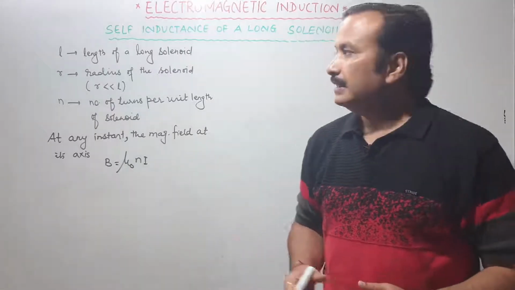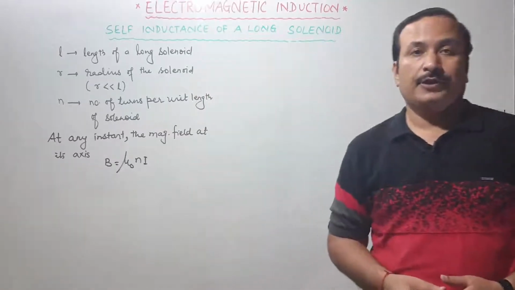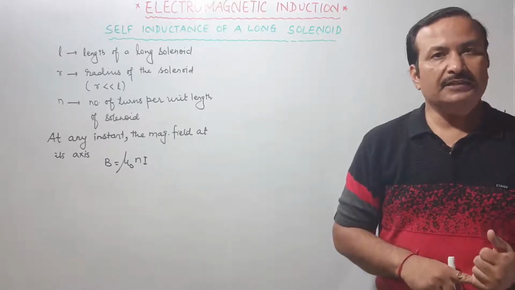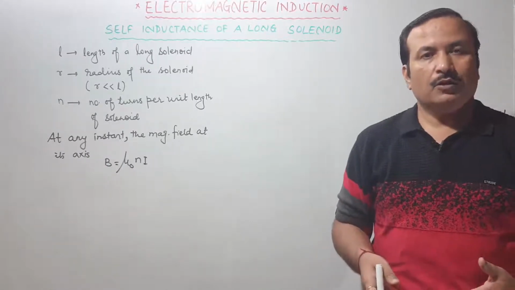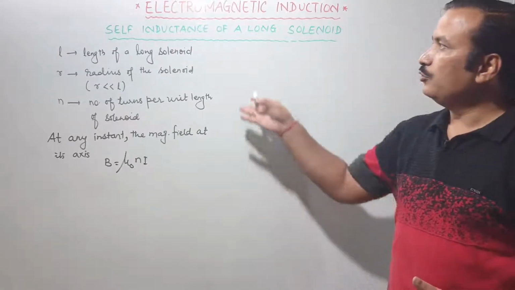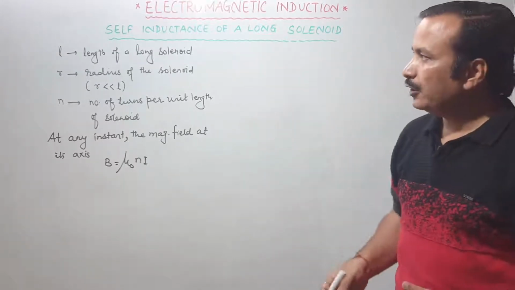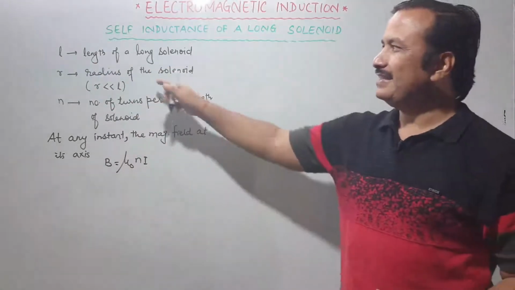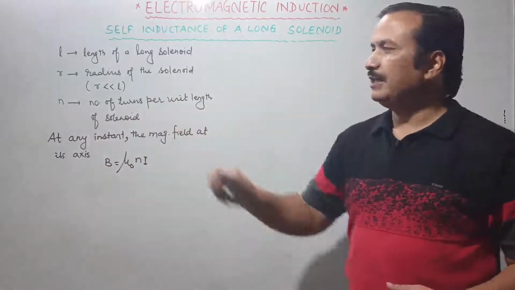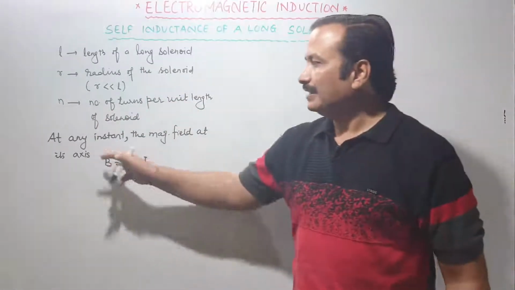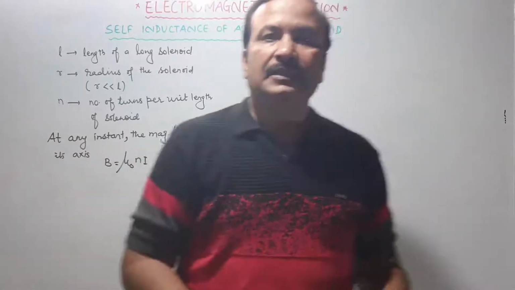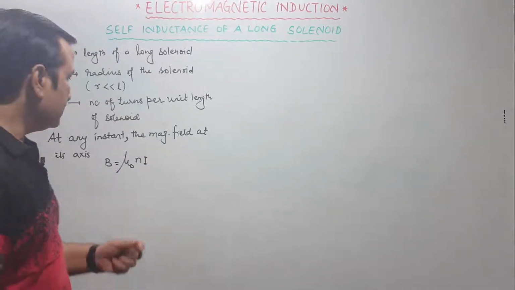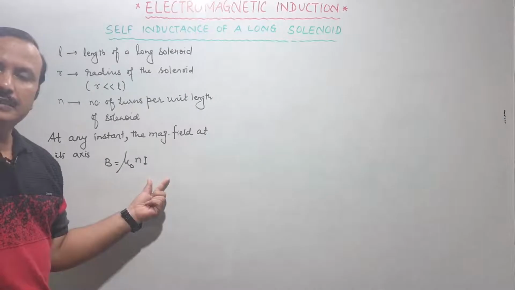Now we will be seeing the self-inductance of the long solenoid. Till now we saw what is induction, what is self-inductance, what is self-induction, and the coefficient of self-induction, and now we will find out the self-inductance of the long solenoid. For that we have taken L, the length of the solenoid, R, the radius of the solenoid, which is less than the length, and N, the number of turns per unit length of the solenoid. At any instant we know that the magnetic field due to the solenoid is given by B is equal to mu naught N i.